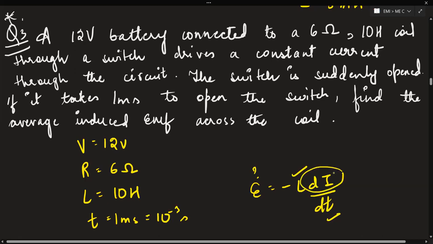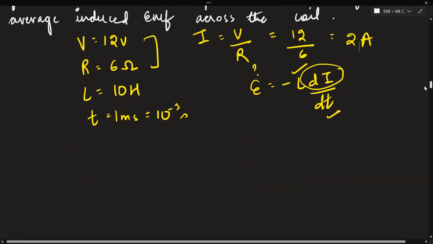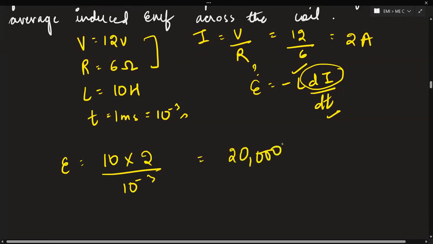How can we find I? See, using this data, V is equal to IR. So I will be equal to V divided by R. That becomes 12 divided by 6, which is 2 amperes. Now just put it into the formula that you have. EMF will be 10 Henry into current 2, divided by time 10 to the power minus 3. You have 20,000. Fine, just note it down.